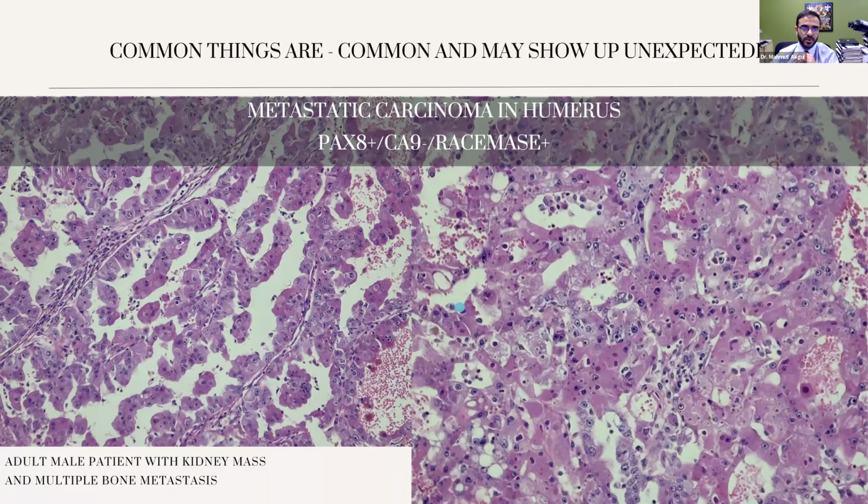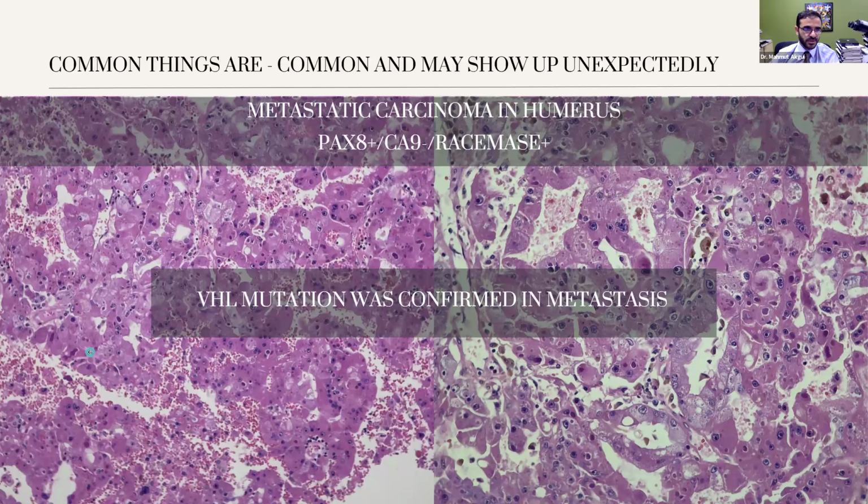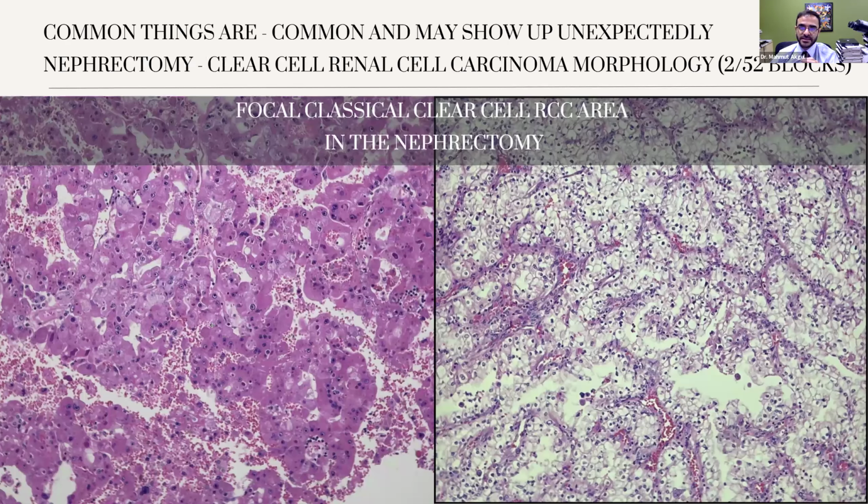So they wanted to know what it was, and we failed to characterize it by just regular morphology and immunohistochemical assays. And they actually diagnosed clear cell renal cell carcinoma by just NGS. They just showed the VHL mutation to start the treatment to the patient. After the treatment, finally they resected the nephrectomy, and out of 52 blocks, we were able to find relatively well-defined clear cell renal cell carcinoma areas in the nephrectomy.